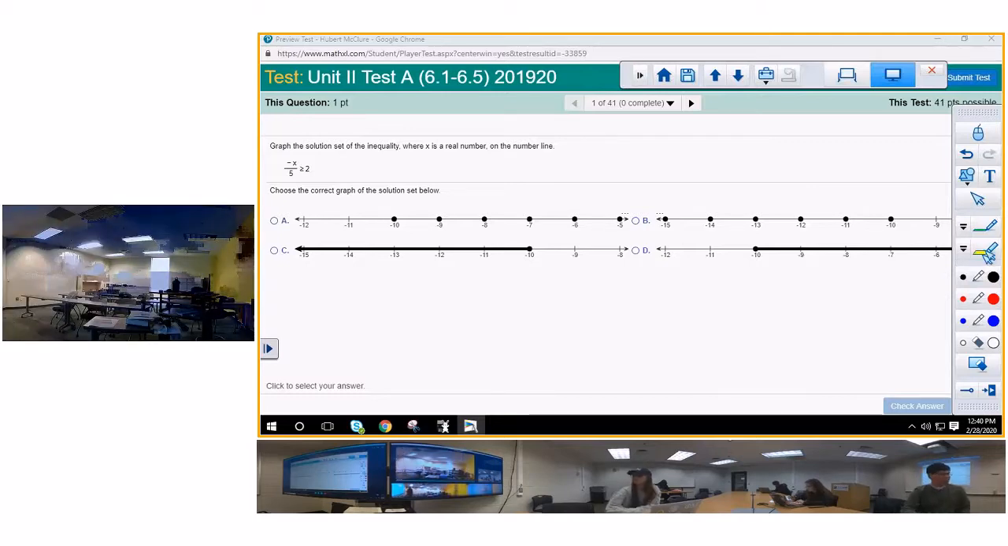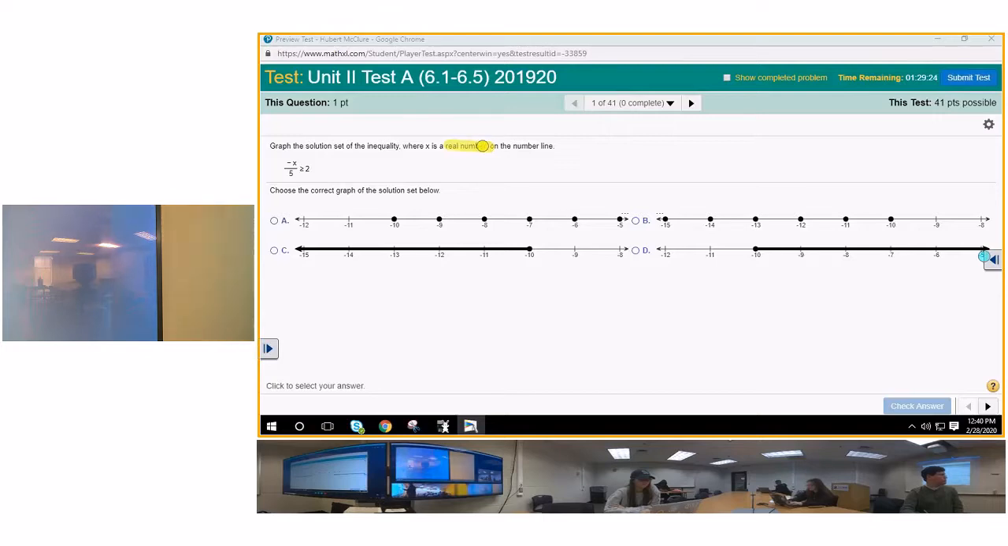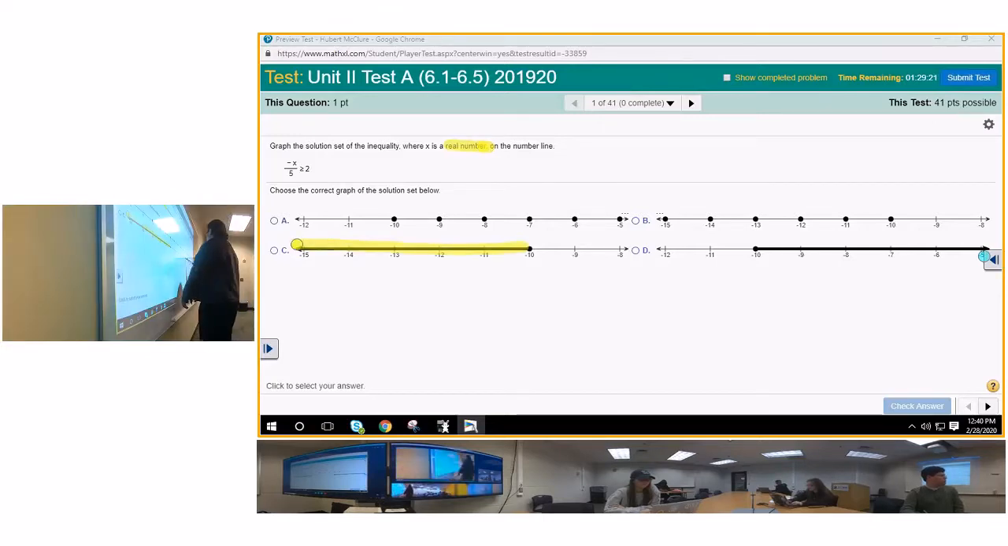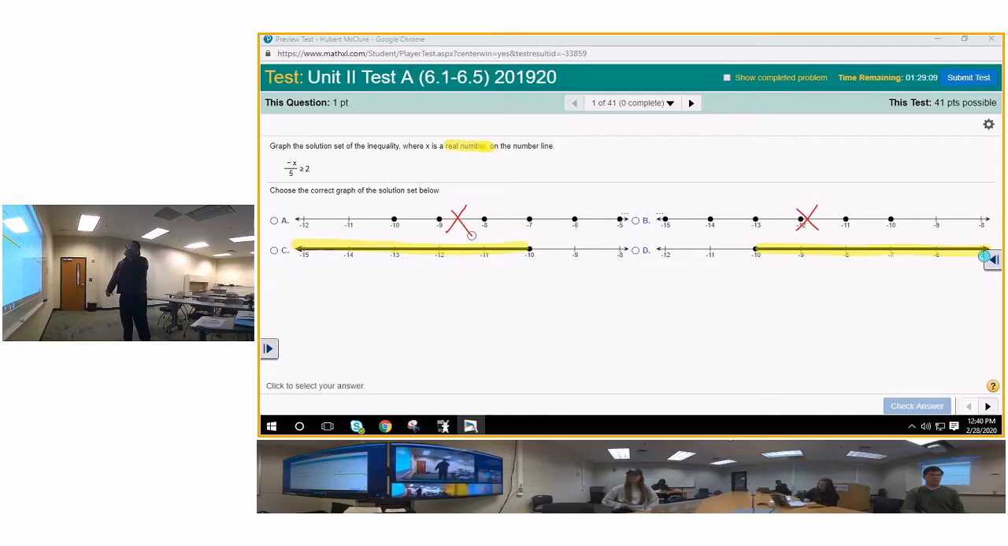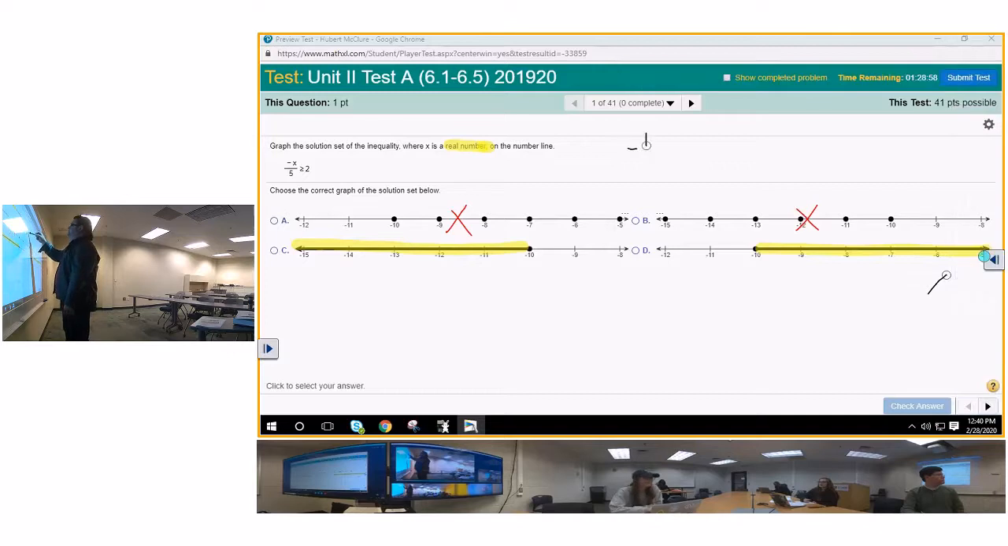First of all, let's highlight if this is an integer or not. Now graph the solution where x is a real number. Real number means shade. So it's either C or D because it cannot be these two. Somebody tell me why. Because they're integers? Because dots mean integers and the directions do not say integers. It says real numbers. So at least you got a 50-50 shot. So now here's the problem. Negative 1/5 x is greater than 2.